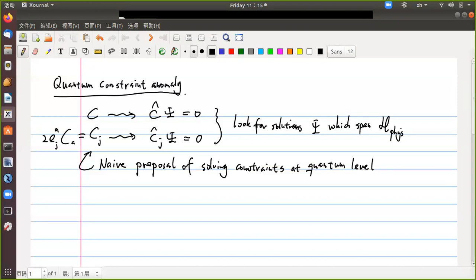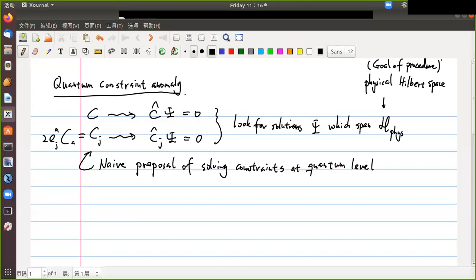So firstly it is a linear space, and then this linear space gets a Hilbert space structure, the inner product, from the mother Hilbert space, the earlier Hilbert space. So in the end, these solutions will span what we call the physical Hilbert space. This physical Hilbert space is the goal of the procedure. This is currently our proposal, and the reason why we make this quantization is to follow this proposal.